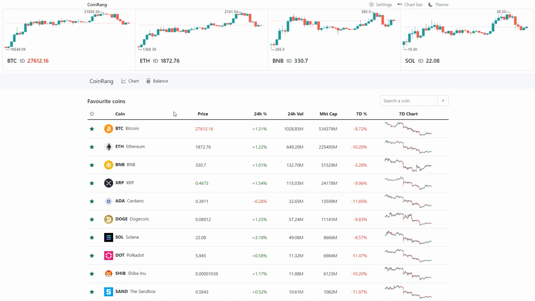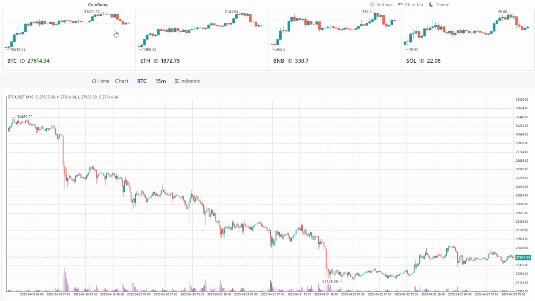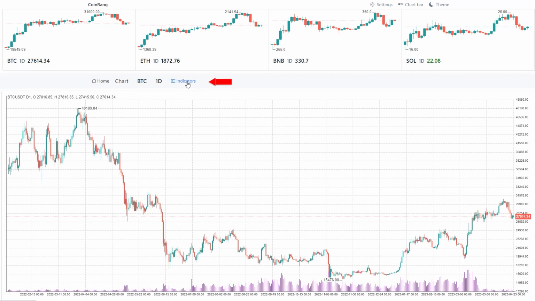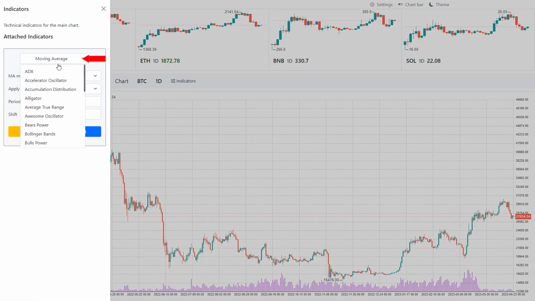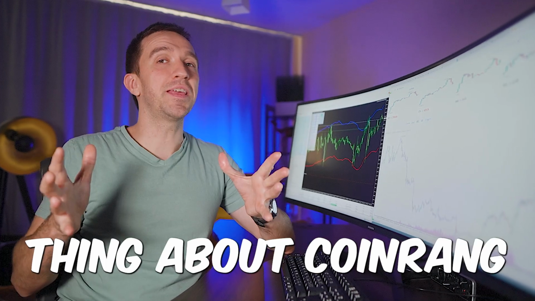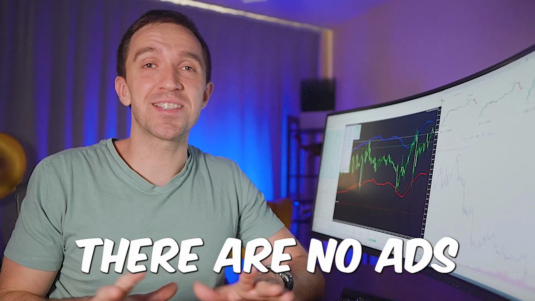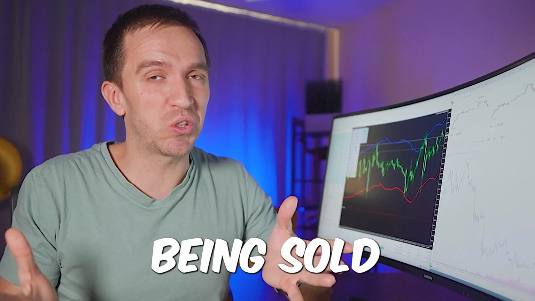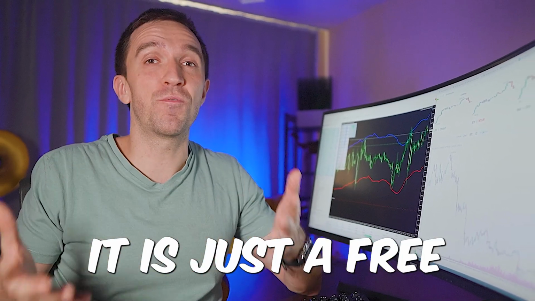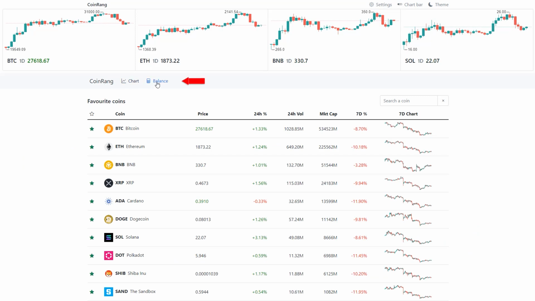It is a free website where you can keep an eye on all of the cryptocurrencies, but that's not all you can do. You can monitor the different time frames, and as well you can add different indicators. The very good thing about CoinRank is that you don't need to register. There are no ads, nothing is being sold on that website. It is just a free useful tool.